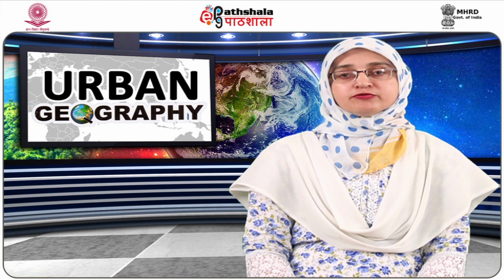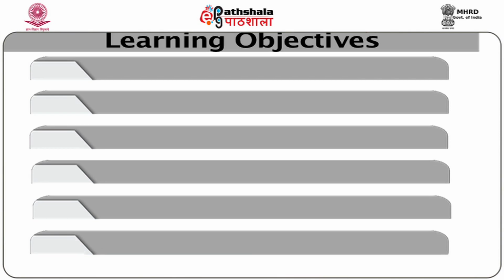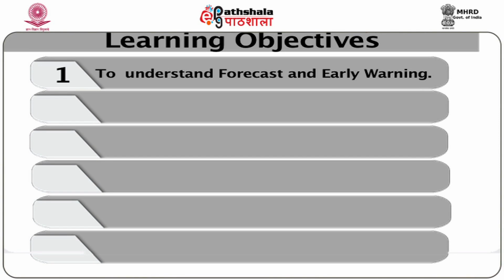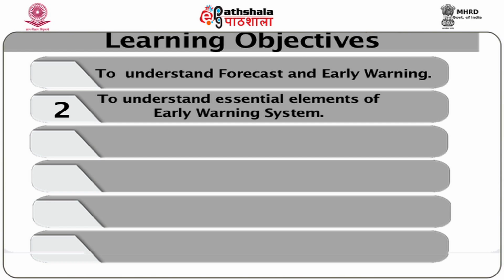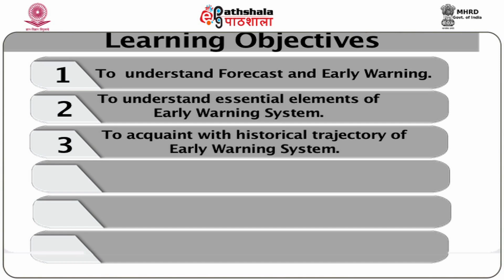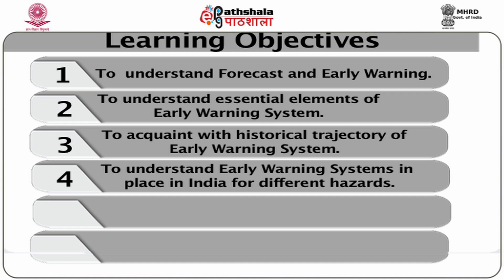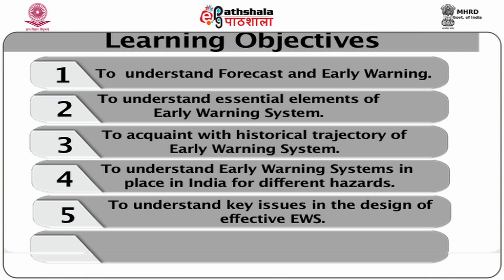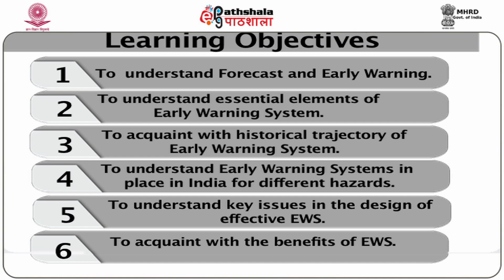The learning objectives of this module are, number one, to understand forecast and early warning. Number two, to understand essential elements of early warning system. Number three, to acquaint with the historical trajectory of early warning system. Number four, to understand early warning systems in place in India for different hazards. Number five, to understand key issues in the design of effective EWS. Number six, to acquaint with the benefits of EWS.